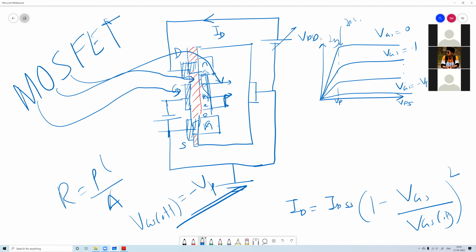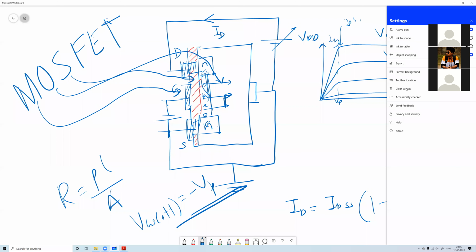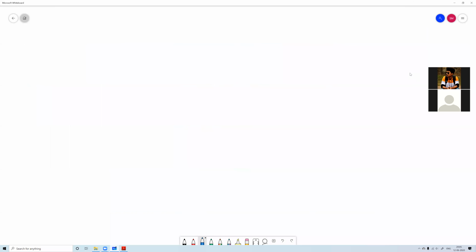Right. So let us start with the third and final topic of the day, that is the E-MOSFET. The E-MOSFET structure is very similar to the D-MOSFET, only one difference: there is no channel.